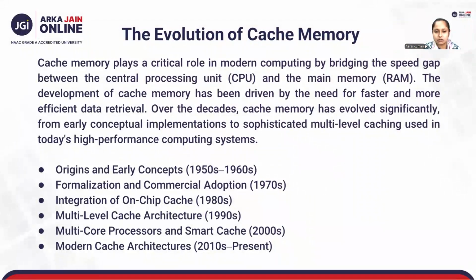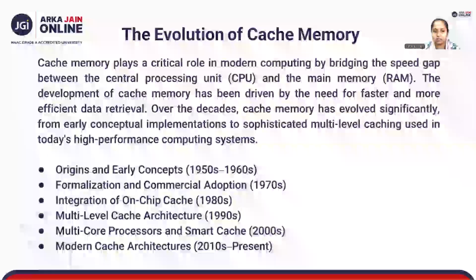Evolution of cache memory. Cache memory plays a crucial role in modern computing by bridging the speed gap between the central processing unit and the main memory. The development of cache memory has been driven by the need for faster and more efficient data retrieval. Over the decades, cache memory has evolved significantly from early conceptual implementation to sophisticated multi-level caching used in today's high-performance computing systems.